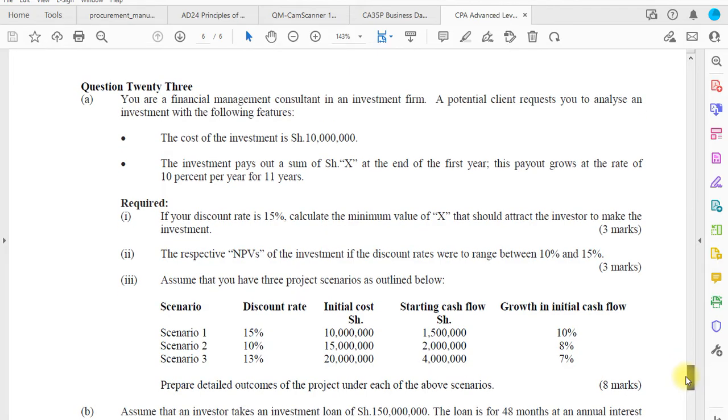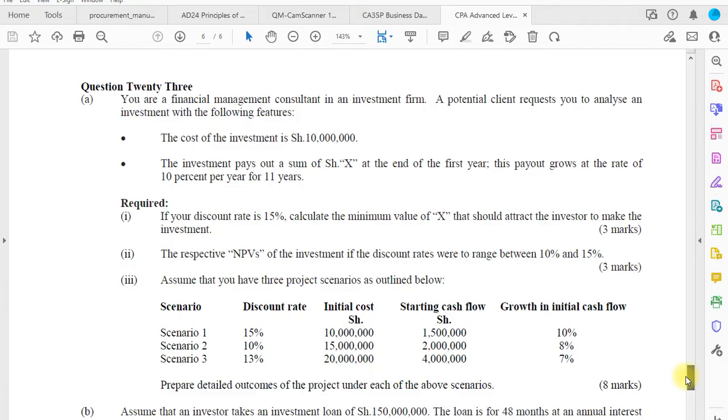You are the financial management consultant in an investment firm. A potential client requests you to analyze an investment with the following features. The cost of the investment is 10 million. The investment pays out a sum of X shillings at the end of the first year. This payout grows at the rate of 10% per year for 11 years.